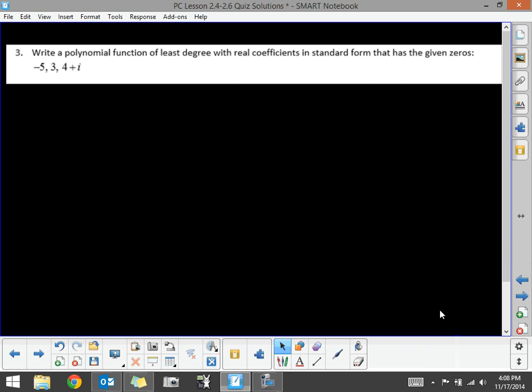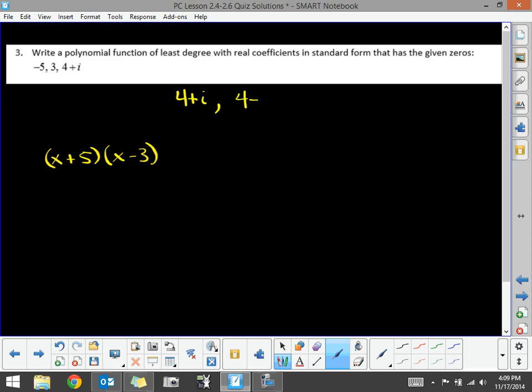In question number 3, we're supposed to build the polynomial given the zeros. So if negative 5 is a 0, then x plus 5 is a factor. Then we have x minus 3 as a factor. And with these, the 4 plus i, we also know its conjugate is in there, 4 minus i.